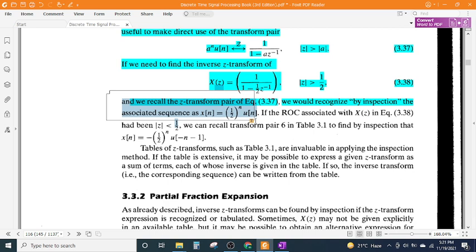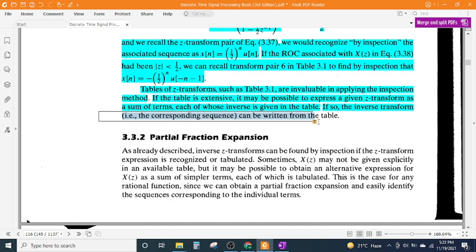Tables of Z-transforms, such as table 3.1, are invaluable in applying the inspection method. If the table is extensive, it may be possible to express a given Z-transform as a sum of terms, each of whose inverse is given in the table. If so, the inverse transform, that is, the corresponding sequence, can be written from the table.